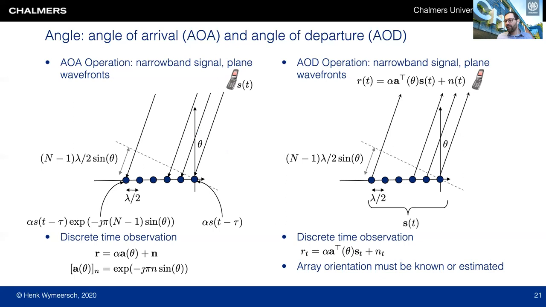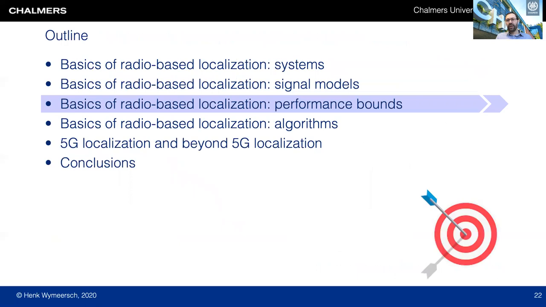In both angle of arrival and angle of departure, it is important how the array is oriented. If I had oriented the array on the left side like this, then the angle of arrival would be zero, because all the waves are just coming orthogonal to the array. This means that when we use arrays, we also need to make sure that we take care of estimating the angles of arrival and angle of departure, together with the orientation of the devices. All right, so this ends the discussion about the different signal models.